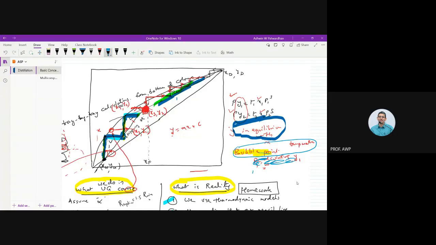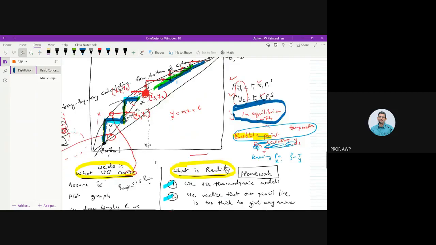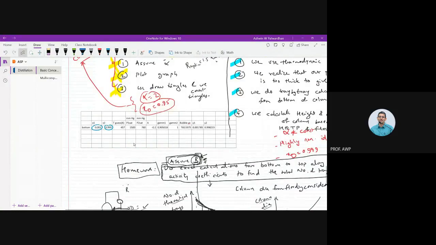Knowing P, 1 atmosphere, and x, that is xW, we are calculating T and y. Is it not what we did here? Corresponding to x, we made a guess, we calculated P1 sat, P2 sat, gamma 1, gamma 2, and we had a bubble point: x1 gamma 1 P1 sat plus x2 gamma 2 P2 sat must be equal to the total pressure. Do you remember? Now is your doubt cleared? Yes, sir, cleared.